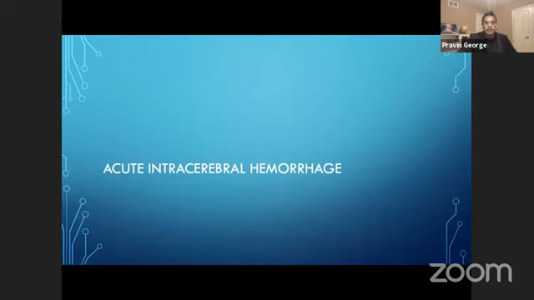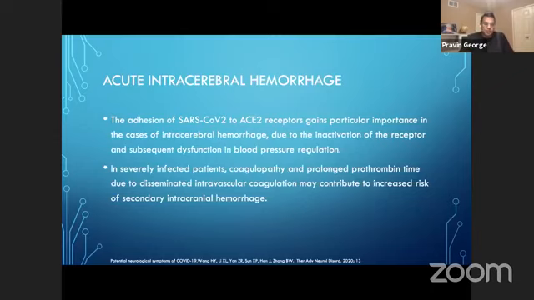Looking a little bit into acute intracerebral hemorrhage, a lot of this is thought to be secondary to ischemic stroke and then a secondary bleed from that. But there is also some traction to other ideas, such as the adhesion of the virus to ACE2 causing subsequent dysfunction of blood pressure regulation, potentially hypertension, and then bleeding through that. This is especially so in patients with underlying neurological issues and blood pressure regulation issues to their brain.